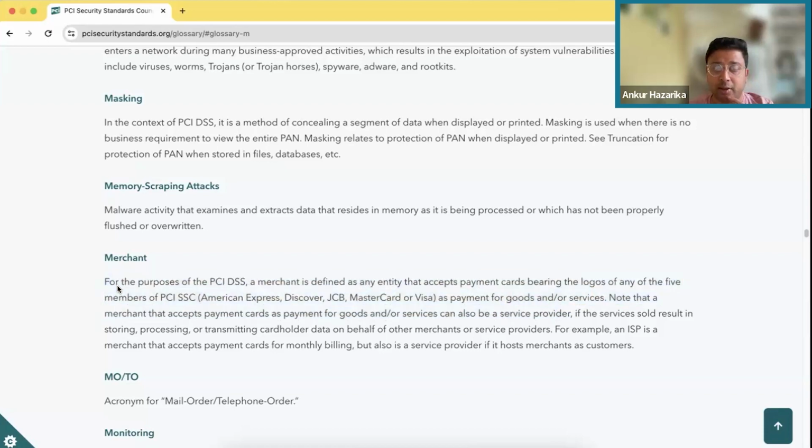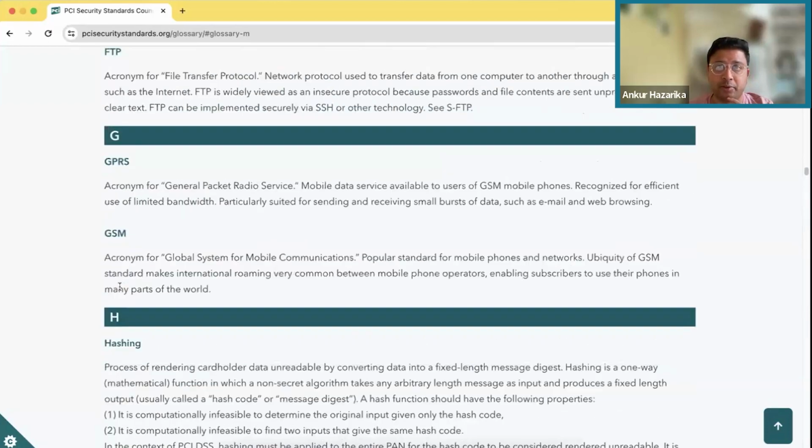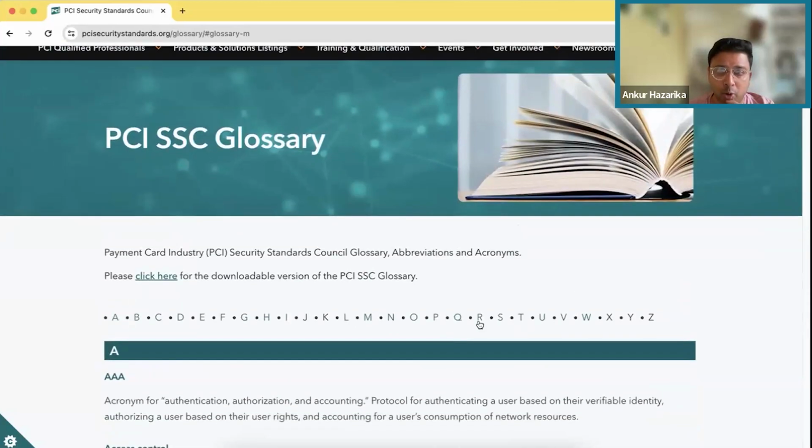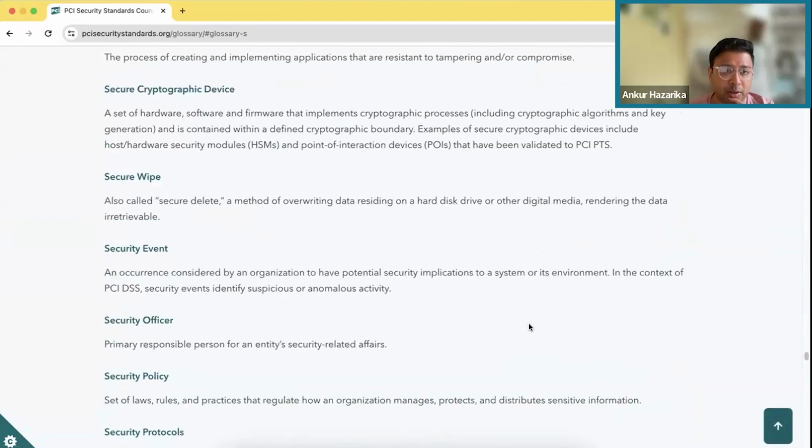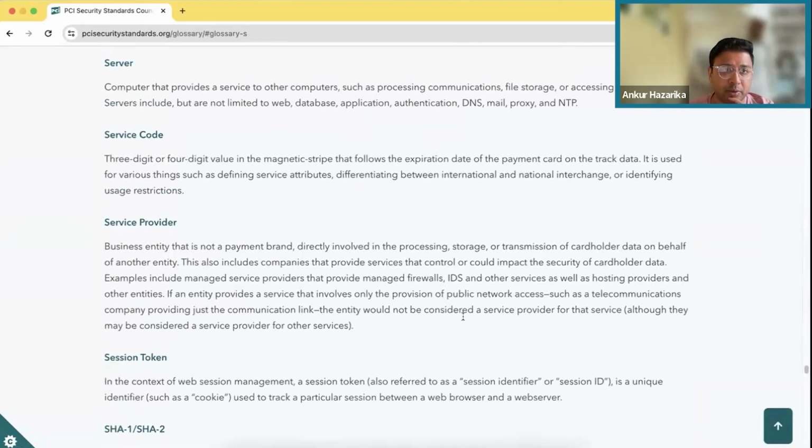To understand the definition of a service provider, let's go into the definition separately. So for that, we'll have to go to S here. So let's say we go to the definition of service provider. You see, a business entity that is not a payment brand, directly involved in the processing, storage, or transmission of cardholder data on behalf of another entity. So a service provider is basically a business entity that does not directly store, process, or transmit cardholder data. And again, cardholder data implies credit card or debit card data.